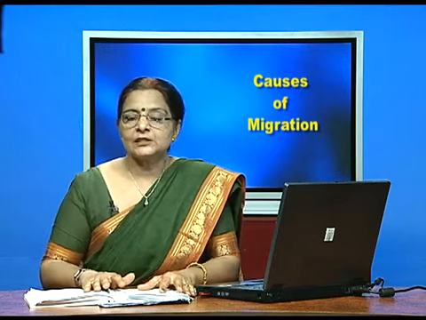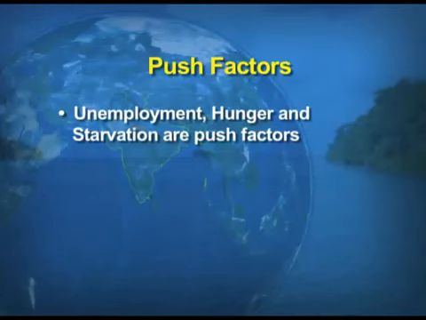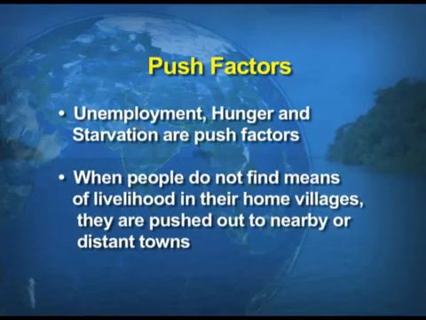Now, we take up the push factors. Push means pushing people away from one area to another area. These are generally the negative factors. For example, unemployment, hunger and starvation are the two basic push factors by which people are forced to move from their place of residence to another place. When people do not find the means of livelihood in their home villages, they are pushed out to nearby or distant towns. So, the push factors may make people migrate short distances or long distances.